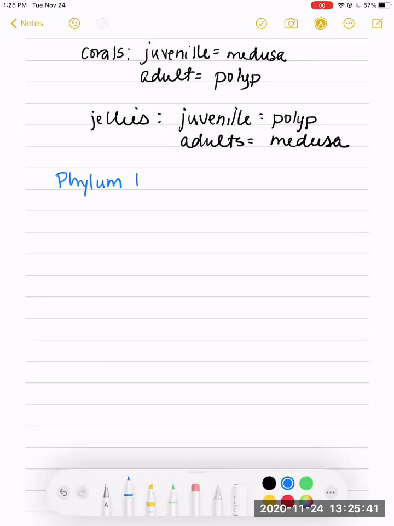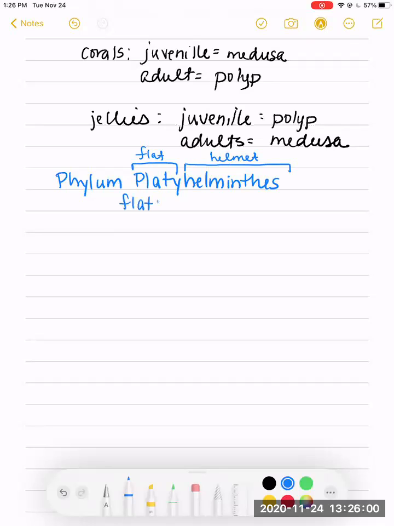Phylum Platyhelminthes. So this is our third animal phylum. Platy means flat, and helminth means worm. So these are the flatworms. What do I mean by flat? Well, if we cut one of these worms in cross section, they're very flat relative to the roundworm. So this would be a roundworm.